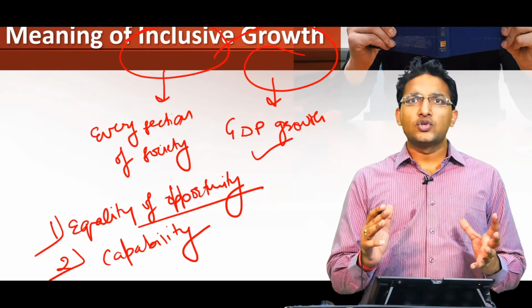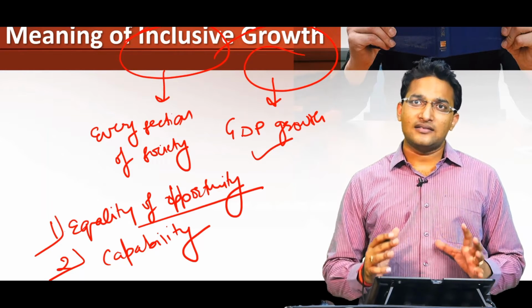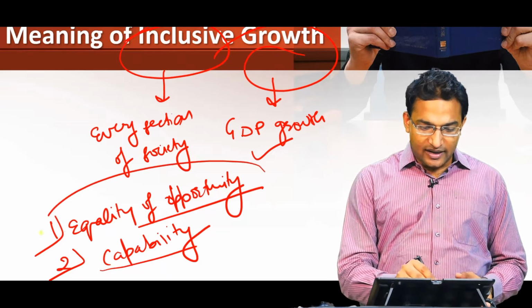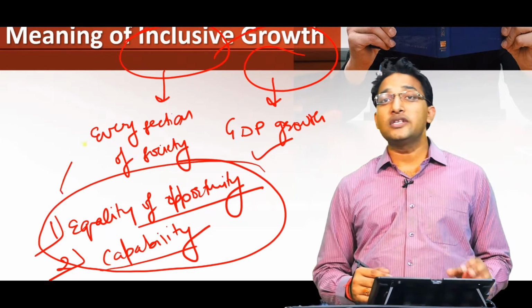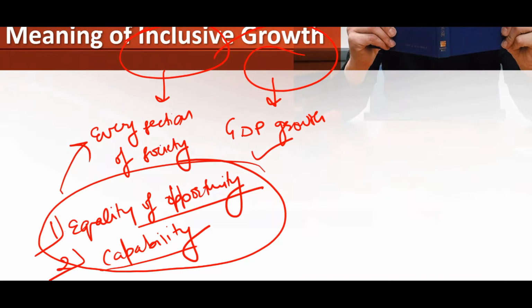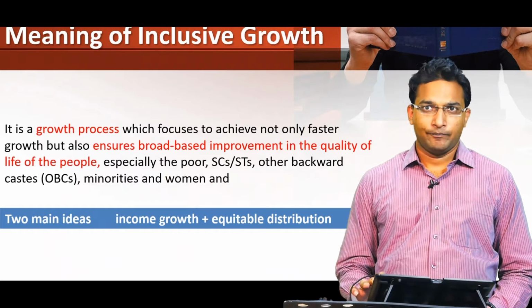So how this growth can reach every section of society is answered by these two dimensions, that is, equality of opportunity and capability, right? So through this we can achieve inclusive growth. Now let us see the meaning of inclusive growth.